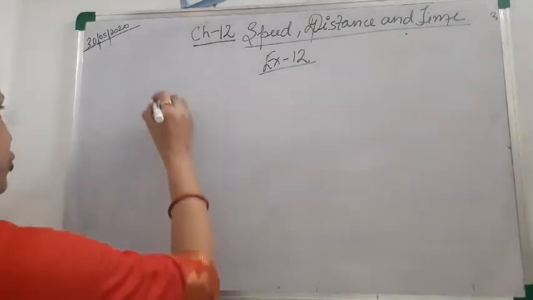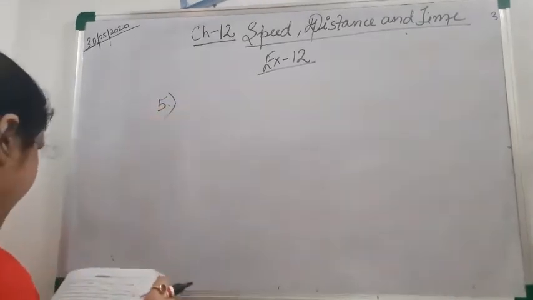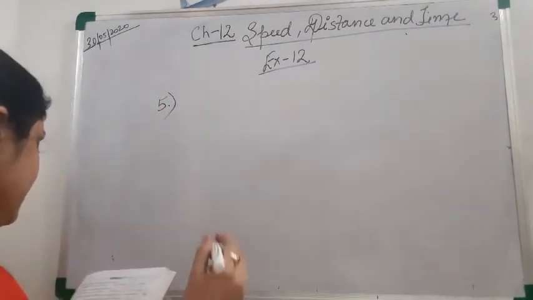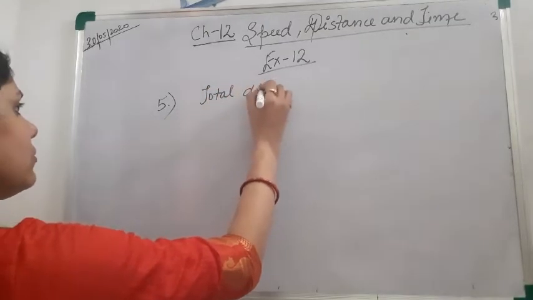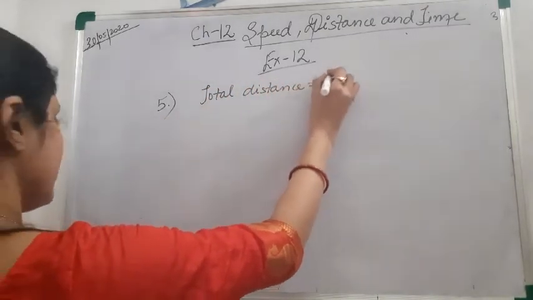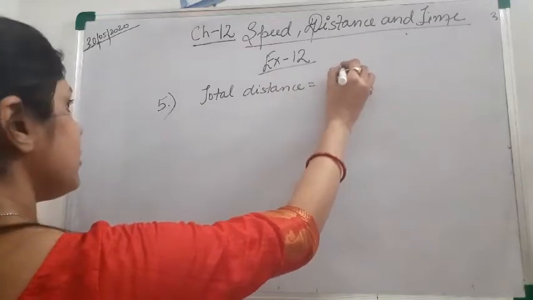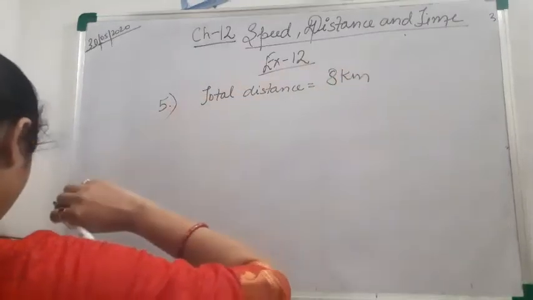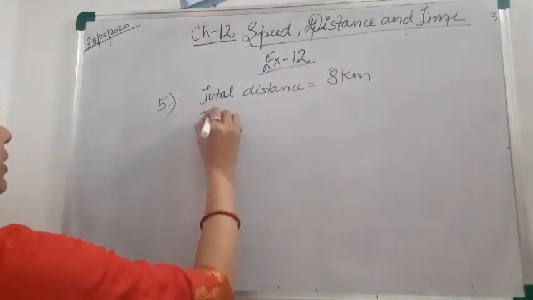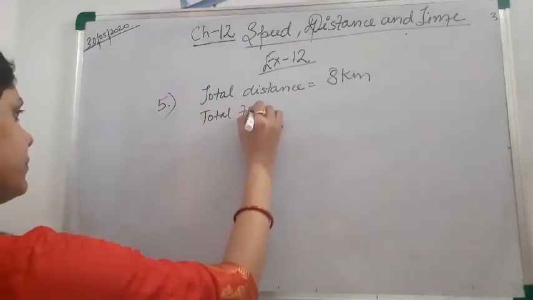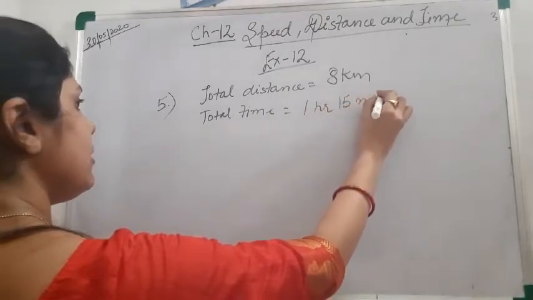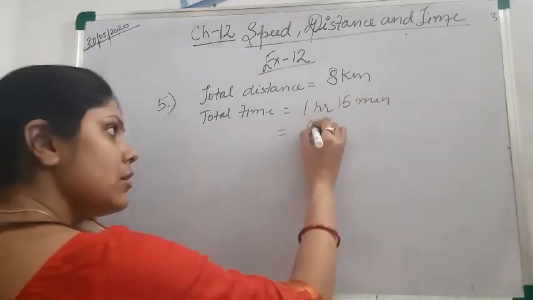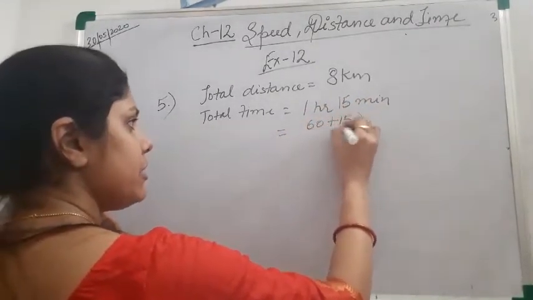So do fifth question now. A man can walk 8 kilometer. Total distance is equals to 8 kilometer. Total time is equals to 1 hour 15 minutes. Means 60 plus 15 minutes.